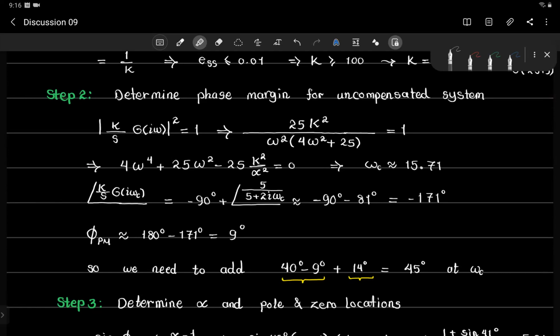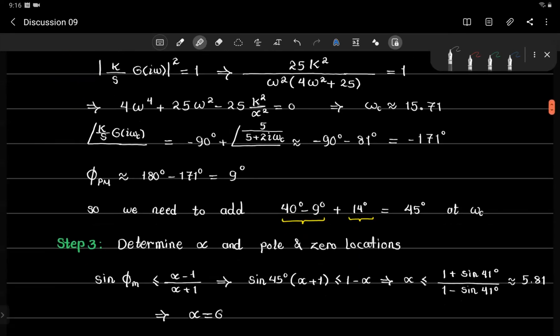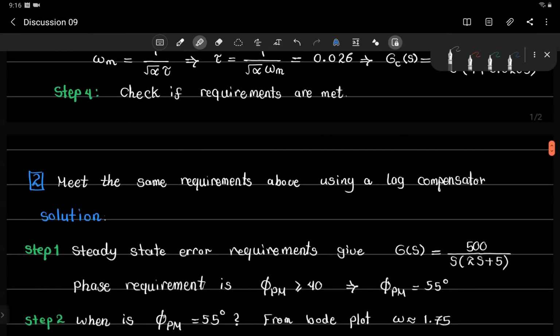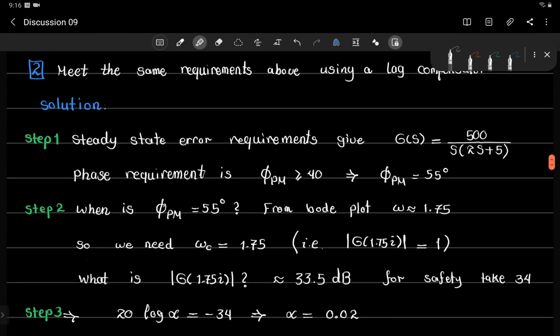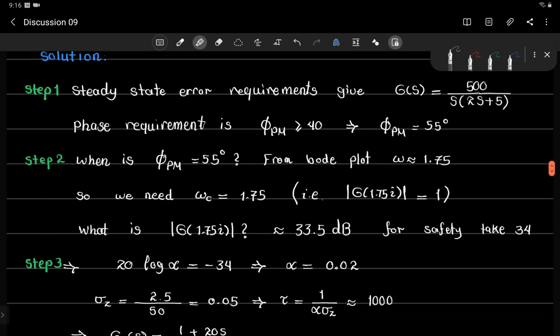Instead, what we want to do is add a certain amount of phase at the previous omega c in order to satisfy the phase requirement. In the lag compensator, however, instead of modifying the phase plot, we modify the gain plot. Basically we pull the gain plot down, so we change omega c from a certain number to another number.